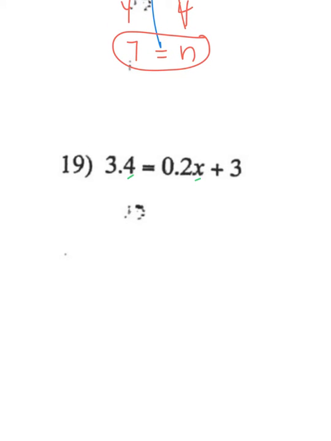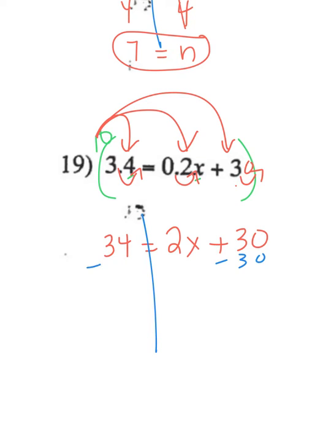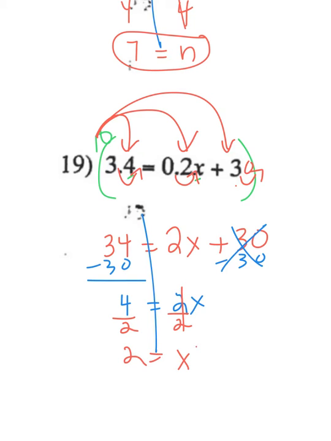Now this one I see just them in the tenths place, so I'm going to multiply the whole thing by 10. So this will be, move the decimal over 1. 10 times 3.4 is 34 equals 10 times 0.2 is 2x, and 10 times 3 is 30. Minus 30, minus 30, that goes away. This turns into a 4 equals 2x, divide by 2, divide by 2, x equals 2.